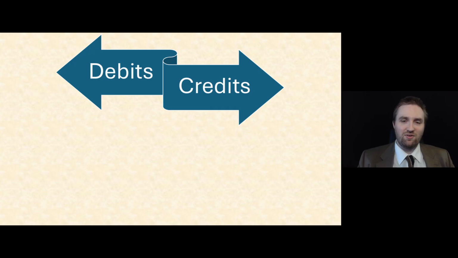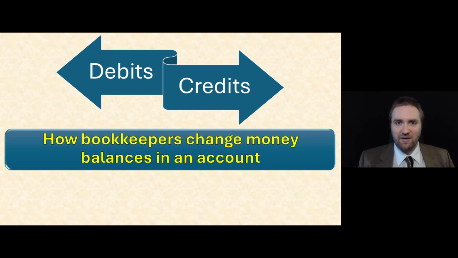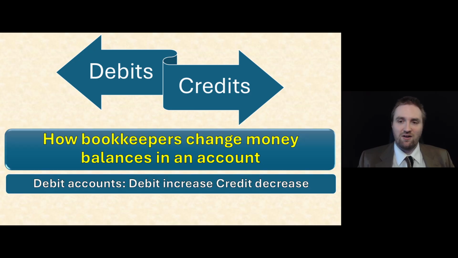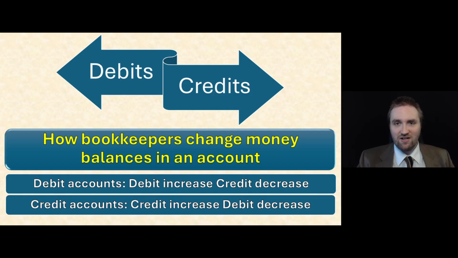With that background covered, we can finally go over what debits and credits do. So, what do debits and credits do? Debits and credits are how bookkeepers change the money balance in an account. For debit accounts, debits increase them and credits decrease them, and vice versa for credit accounts, credits increase them and debits decrease them. We don't use the words addition and subtraction because when balancing an equation, those terms are inconsistent.